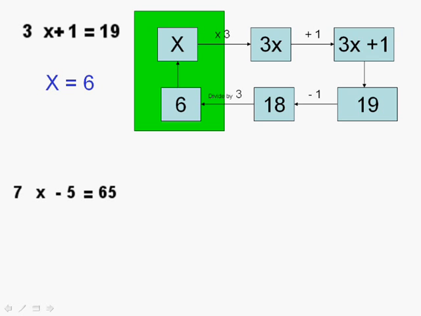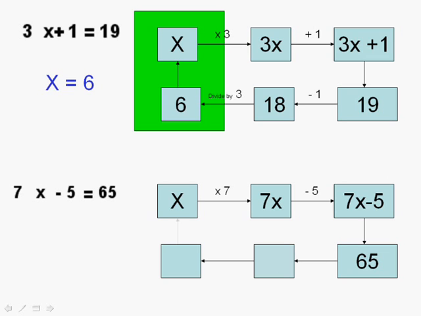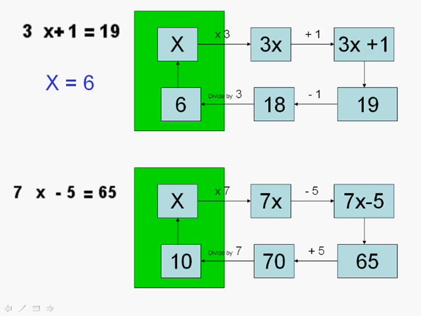Similarly, with 7x minus 5 equals 65, we start off with our x. We look at how the left hand side has been built. So x times 7 gives us the 7x, and then take away 5 gives us the 7x minus 5. Notice how the expression on the left hand side tells you virtually exactly what you've got to do. Now 7x minus 5, we've said here, is equal to 65. It has a value. Therefore if we work backwards, we'll work our way back to x. So if we minus 5, that means we add 5. So 65 add 5 gives us 70, and then divide by 7 gives us 10. That gives us our solution of x is equal to 10.